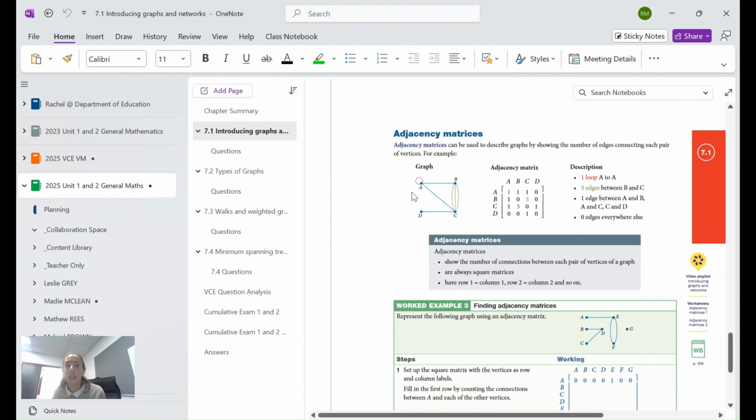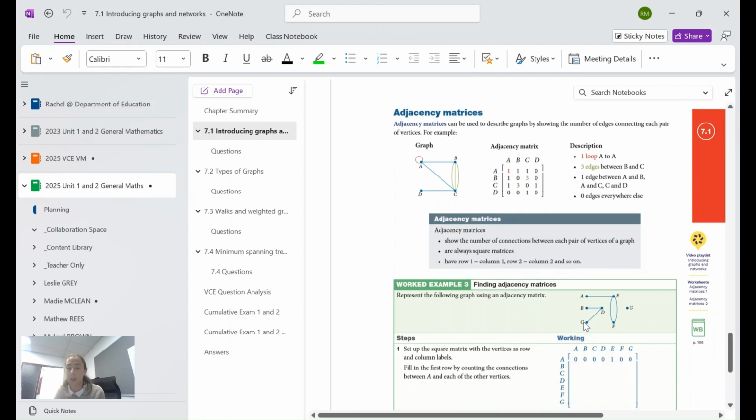Adjacency matrices are used to describe graphs by showing the number of edges connecting each pair of vertices. So this is the adjacency matrix for this graph. Again, please make sure you have this information in your notes and you know how to apply it.